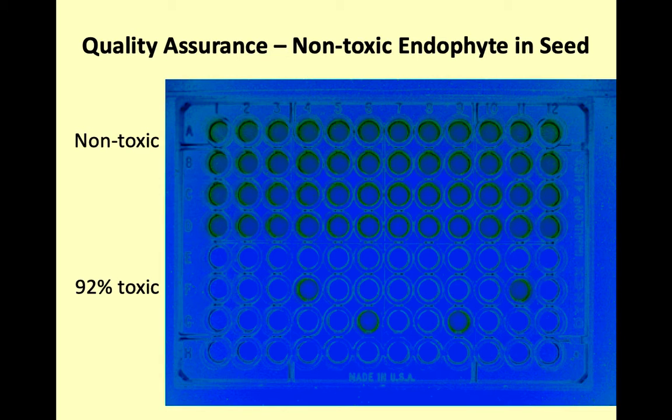So when we get a yellow color develop like that, that's an indication that the seed is non-toxic. If we get a clear well developing like that right there, that's an indication that there's toxins present in the seed. So Ray talked about 400 parts per billion as kind of being the level at which we start seeing toxins, or what we call fescue toxicosis.